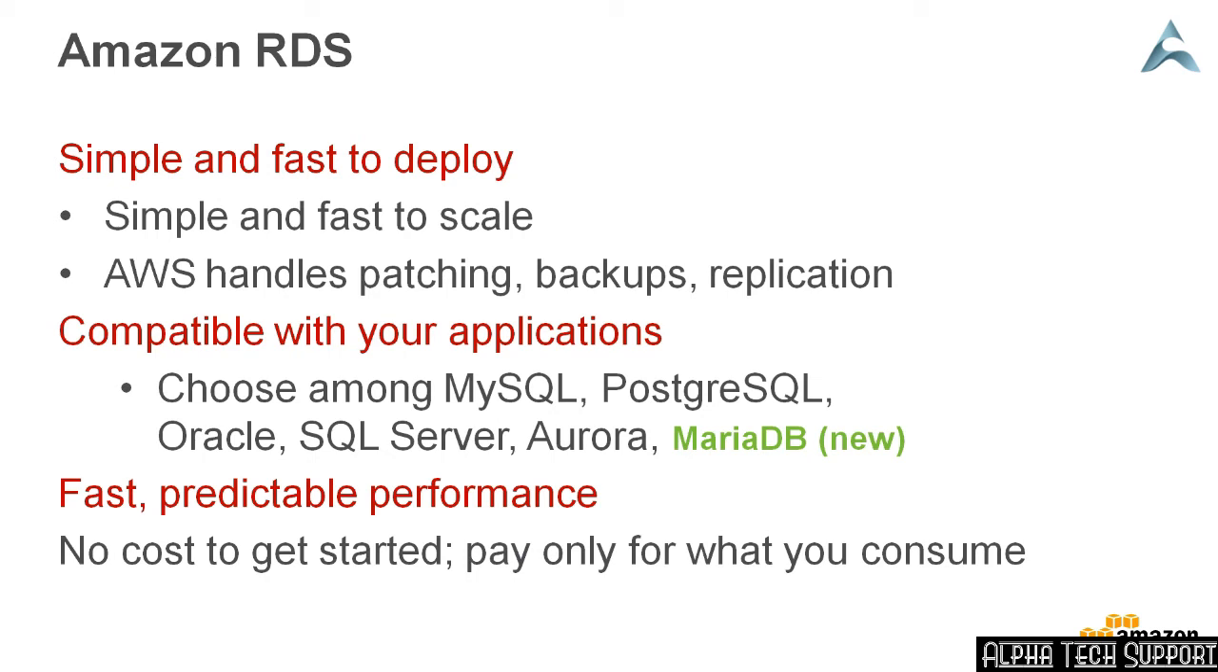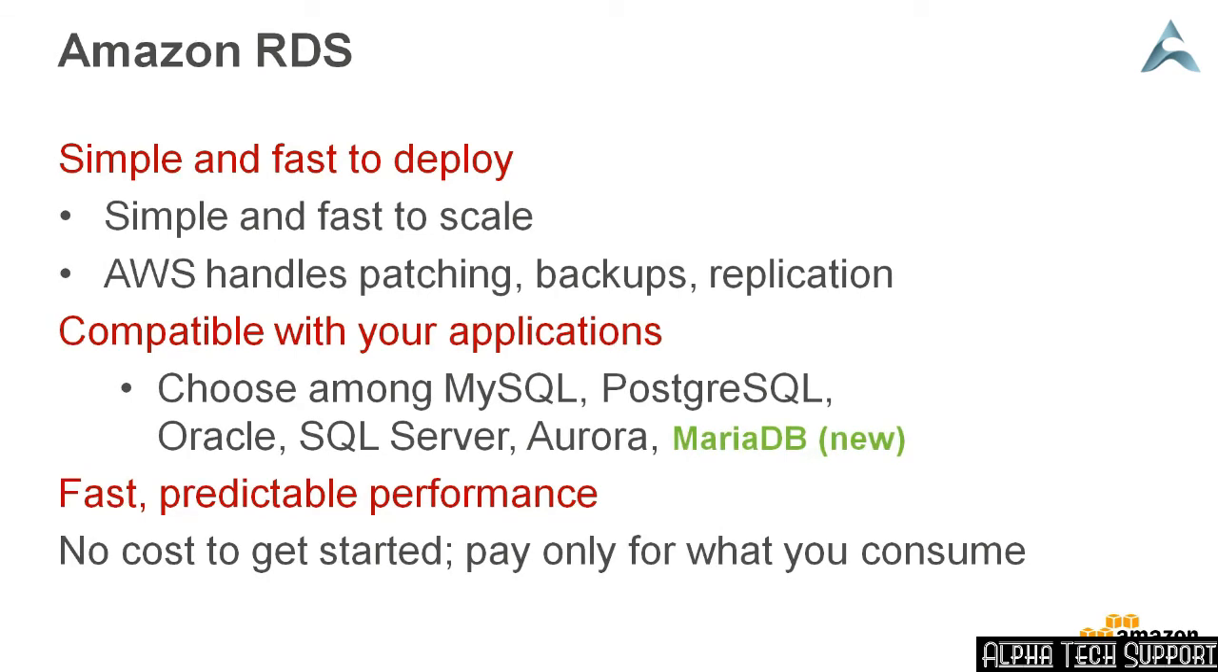It is a relational database where you can create tables, databases, create a schema, run SQL queries, and run other backend scripts like PHP and other scripts that run SQL queries. You can store your data, retrieve your data, and do all the operations that you can do with any traditional SQL based database that comes with Amazon RDS. AWS handles patching, backup, and replication. It is compatible with your application.